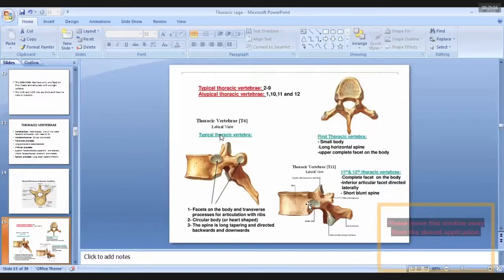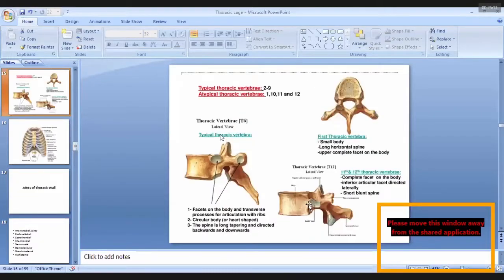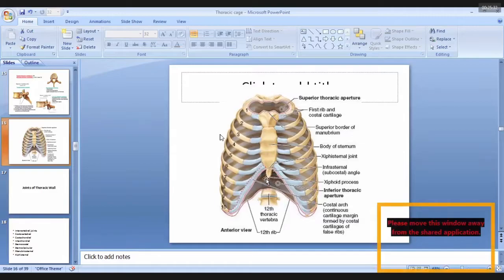So these are the three types of bones related to the thoracic cage. In the anterior part is the sternum, posteriorly the thoracic vertebrae, and laterally the ribs. Now these are the two apertures of the thoracic cage. The superior thoracic aperture on the superior aspect, also known as the thoracic inlet, and inferiorly, this one is the inferior thoracic aperture, also known as the thoracic outlet.